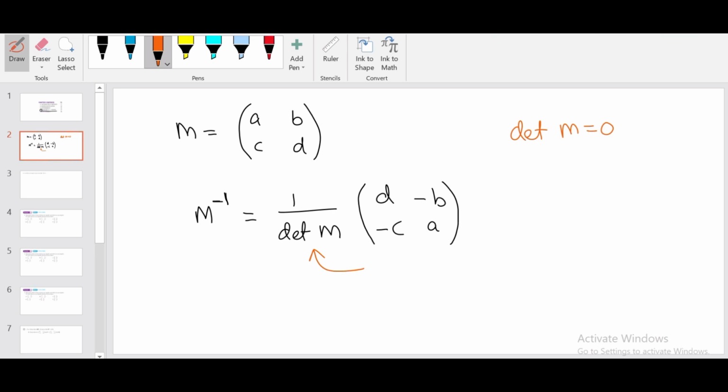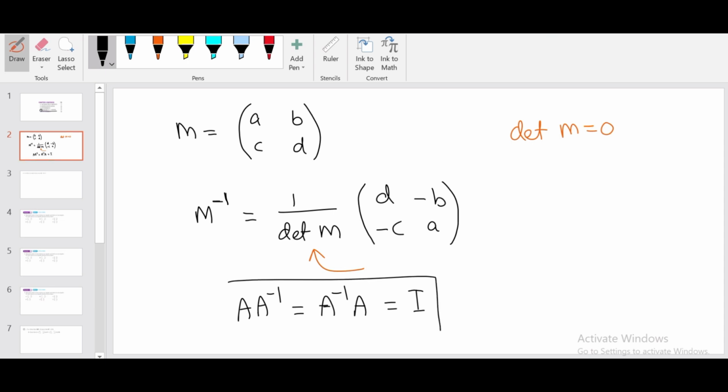If you take a matrix A, multiply by the inverse of it, or A inverse multiplied by A, you will get the identity matrix. That's one of the important results. Now, there is a multiplication rule here.